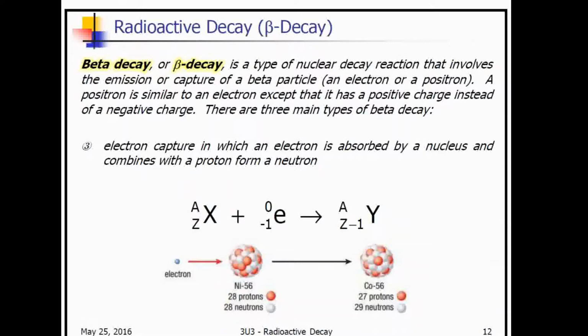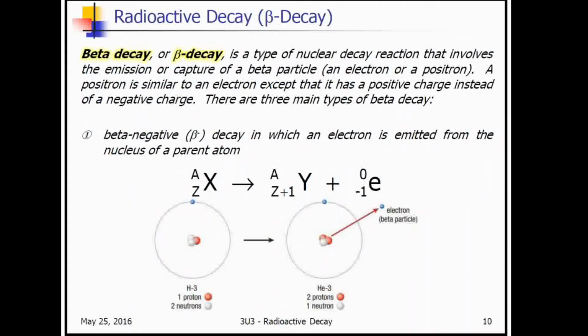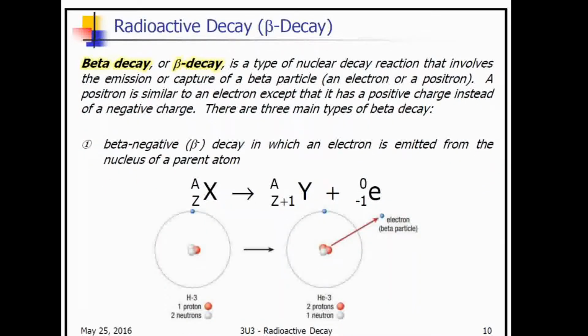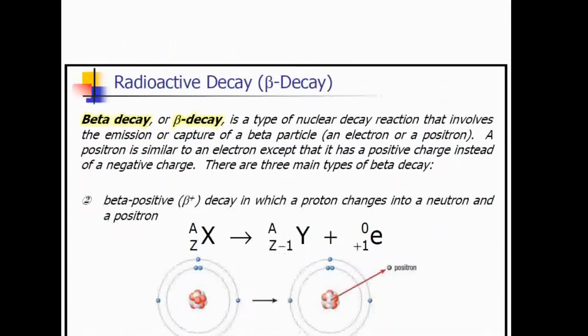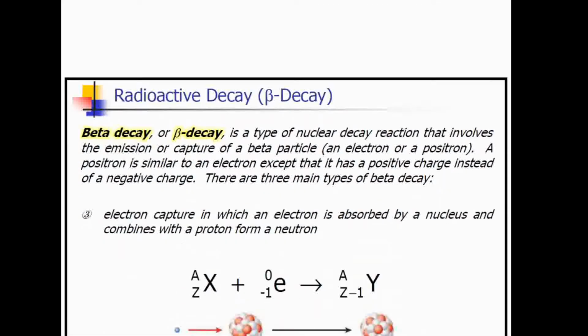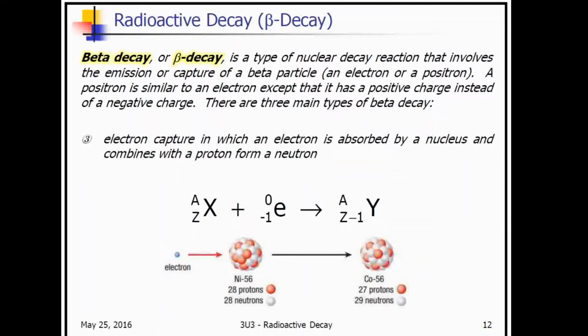In all cases in beta decay, the atomic mass remains the same. Here's beta negative decay: A is the same on X as it is on Y. A is the same on X as it is on Y for beta positive decay. And for electron capture, A is the same as it is for Y.